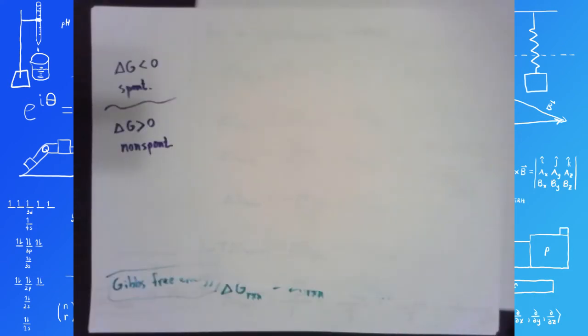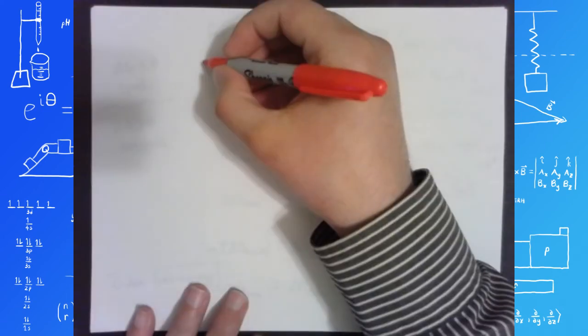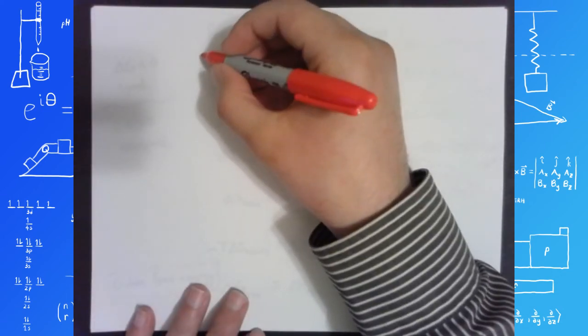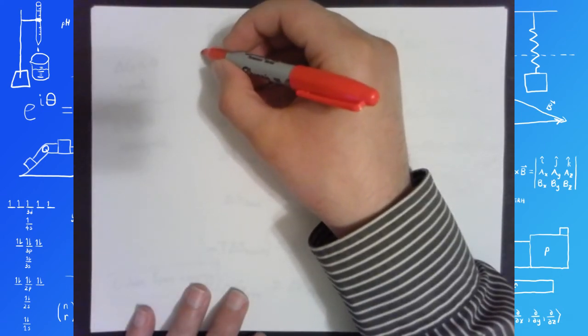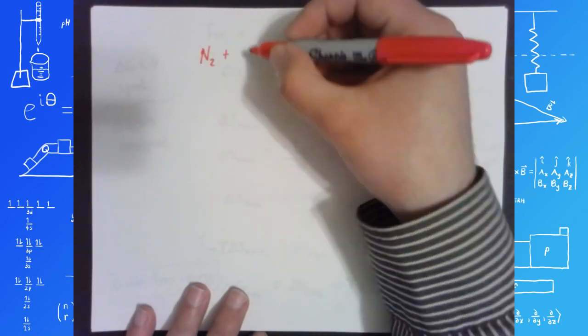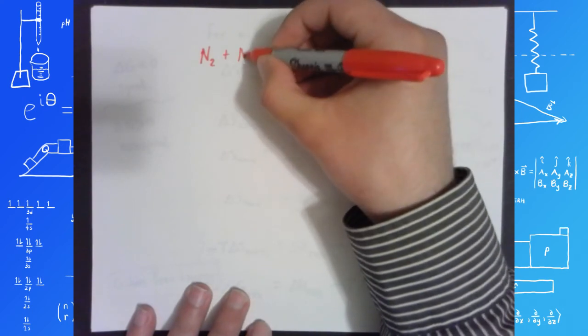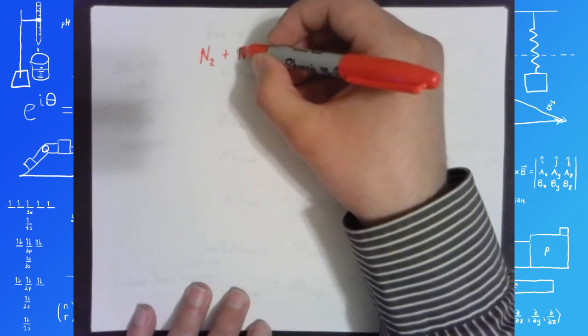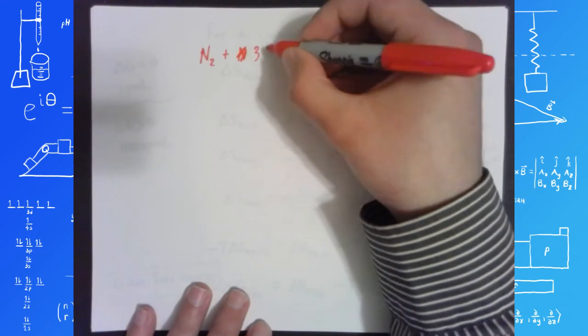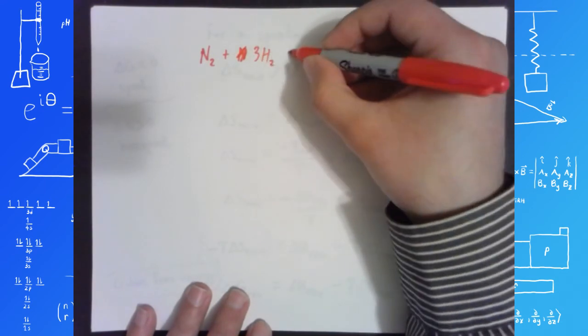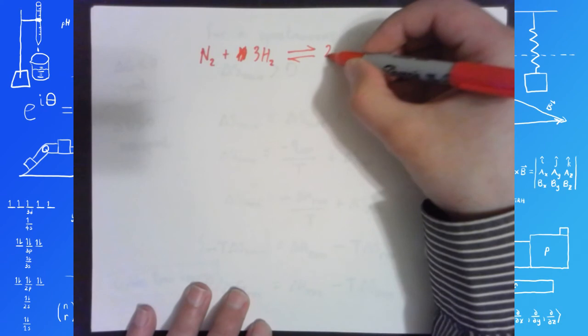Now, delta G is connected to the equilibrium constant. If I were to write some chemical equation that achieves an equilibrium, like the formation of ammonia, I know earlier we wrote it with single arrows, but, whoops, no. N2 plus 3H2 yields 2NH3.